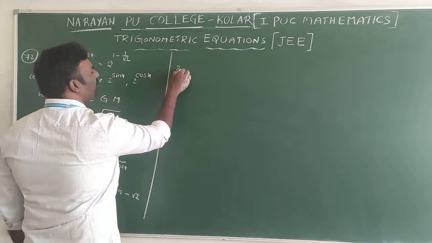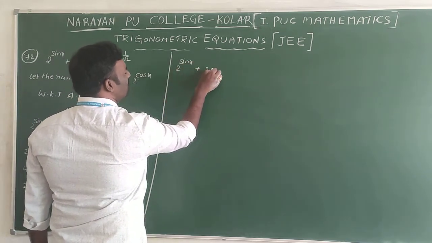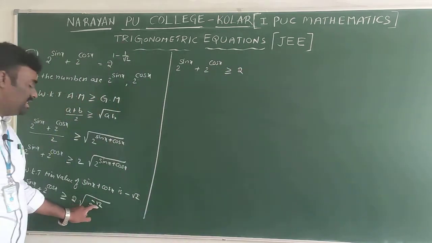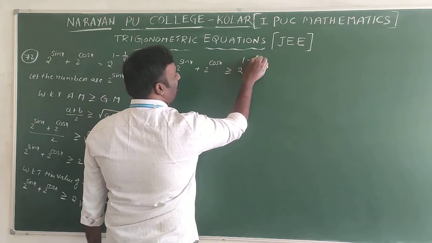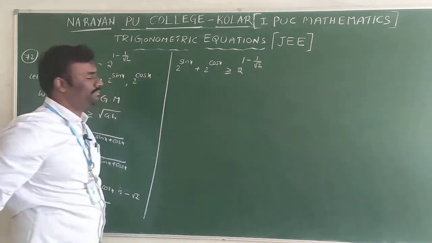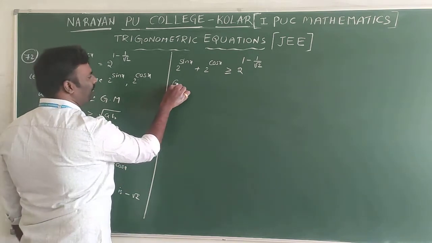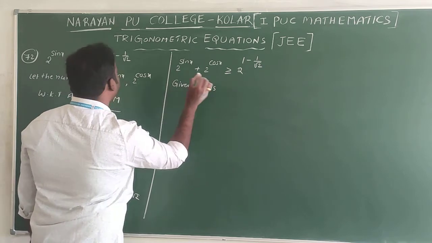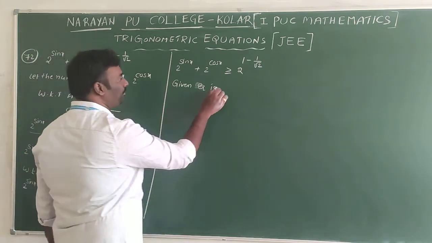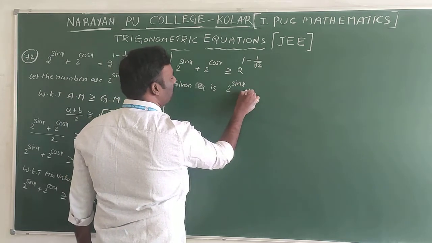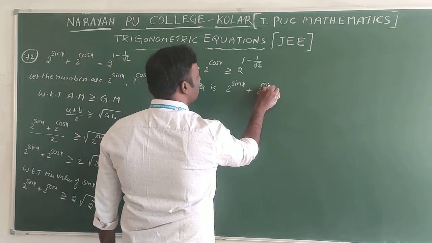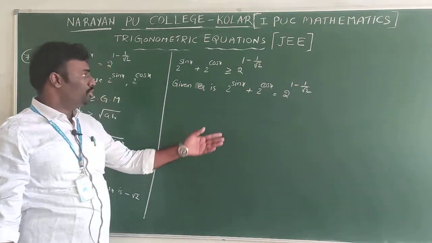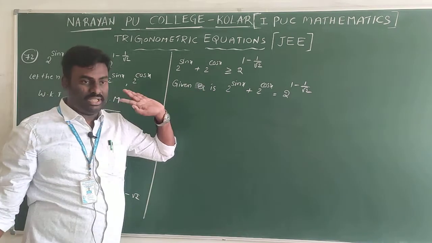Now simplify. 2 power sin x plus 2 power cos x is greater than or equal to, that is power 1, this is minus 1 by root 2, then you will get 1 minus 1 by root 2. But given the condition, the given equation is 2 power sin x plus 2 power cos x is equal to 2 power 1 minus 1 by root 2. To satisfy this, I am taking equal to here.